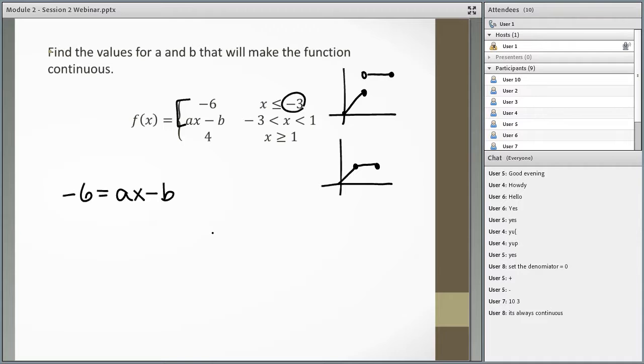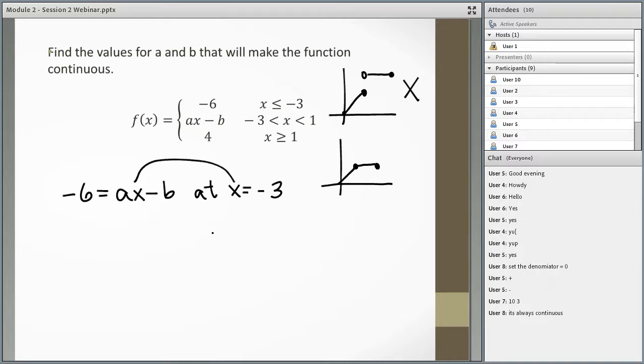Well, this one ends at -3, and that one starts at -3. So the idea is at x equals -3, in order to be continuous, we want those two to be equal to each other. So I set them equal just because I want this to be continuous, so I don't want any breaks in the graph. I want them to be continuous, which means at x equals -3, where the first part of the function ends and the second part begins, I want them to be equal.